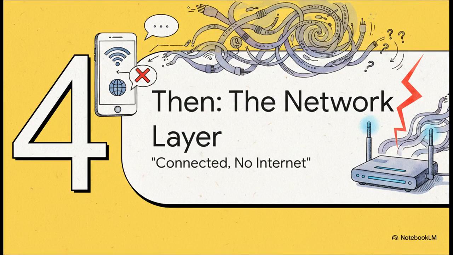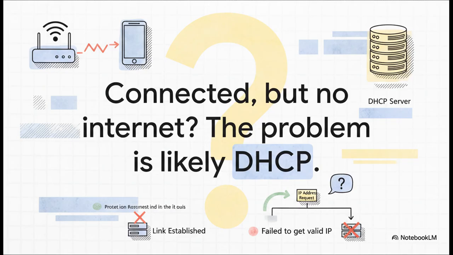All right, on to the network layer. We have all seen this one. The user's device says it's connected, the little Wi-Fi icon is solid, but nothing, absolutely nothing will load. This is that classic frustrating puzzle. Connected, no internet. When you see that symptom, your brain needs to immediately jump to one place: DHCP. The wireless connection is there, it's solid, but the device never got a valid IP address, which means it has no idea how to actually talk to the rest of the network.